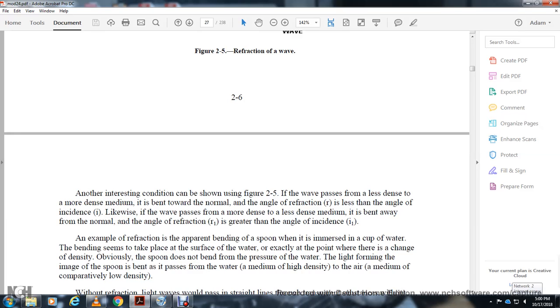The angle of refraction R is less than the angle of incidence I. Likewise, when the wave passes from the more dense to the less dense medium, it is bent away from the normal, and the angle of refraction is greater than the angle of incidence.